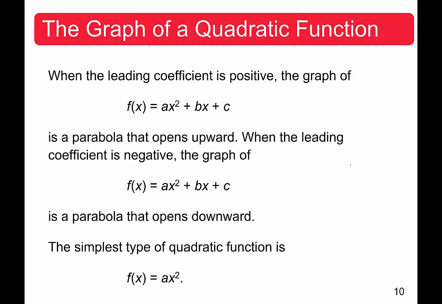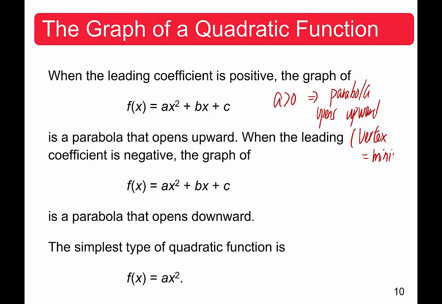So when the leading coefficient is positive, that means a is greater than 0, the parabola opens upward. Then the implication is that the vertex equals the minimum. And when a is less than 0, meaning the leading coefficient is less than 0, then the parabola opens downward.